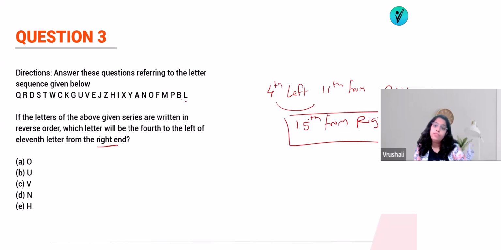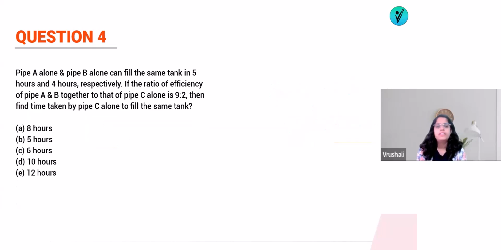But I know that if I reverse this series, this Q will be at the last and R will be the second last. So you will count from the left because you have to answer in the reverse order. So the 15th letter: 1, 2, 3, 4, 5, 6, 7, 8, 9, 10, 11, 12, 13, 14, 15. So your answer will be H. H will be the 15th letter. That's it. Now let's do the next one.